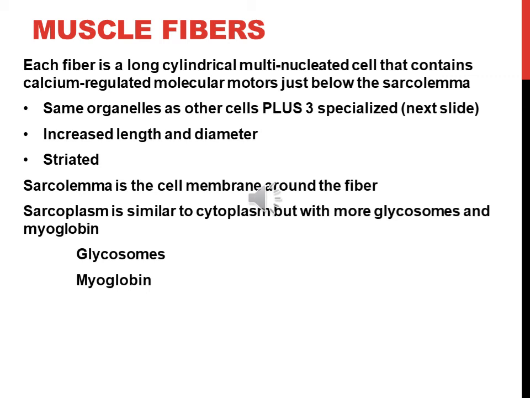I already mentioned sarcolemma, that's your cell membrane, and your sarcoplasm, which is similar to cytoplasm, but with more glycosomes and myoglobin. Your glycosomes provide glucose during muscle cell activity for ATP production. Okay, one more time. Glycosomes provide glucose during muscle cell activity for ATP production. And your myoglobin is your red pigment used for storing O2.